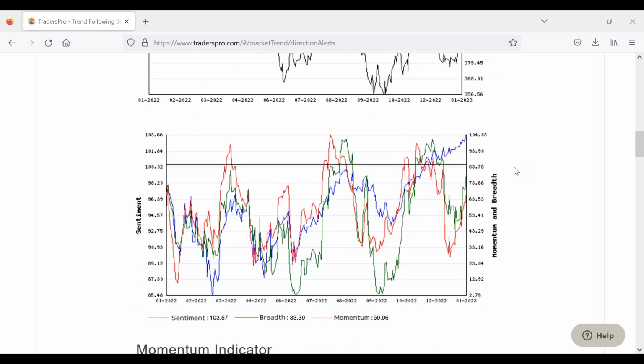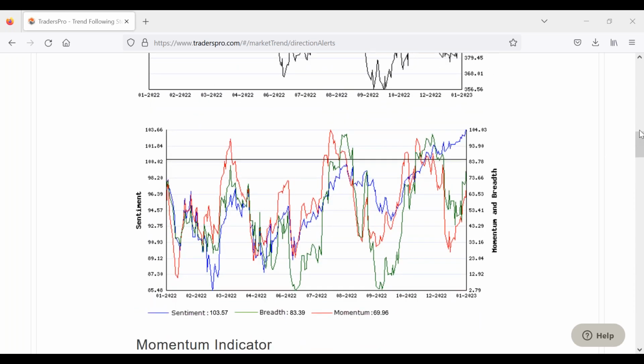I still want to point out right here, we're going to look at each of these individually, but there's that sentiment indicator. Look how extreme that is. It has gotten even more extreme as far as there's just no fear in the market. Now you say, well, isn't that a bullish thing that there's no fear?